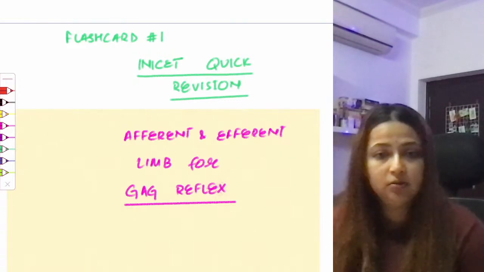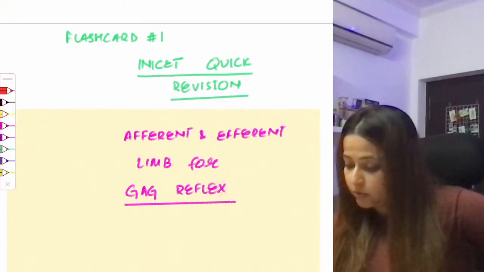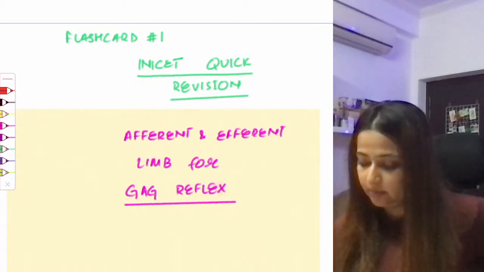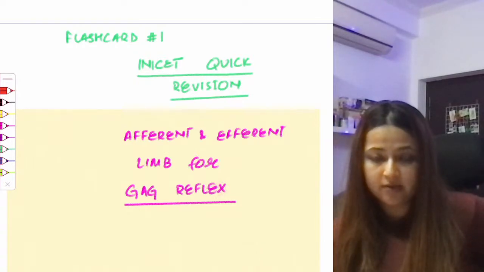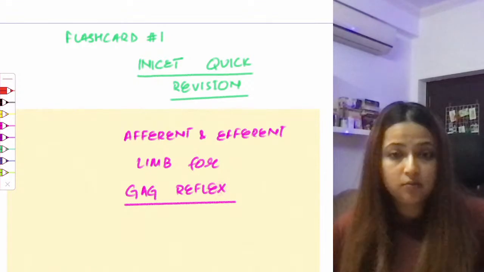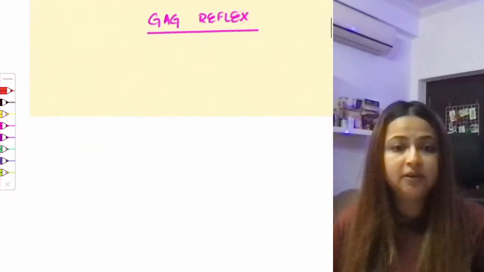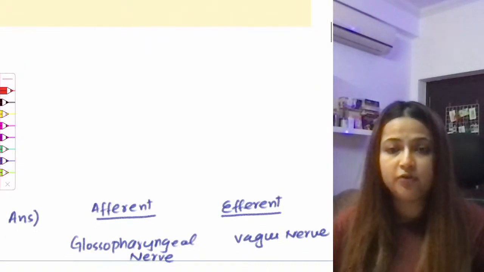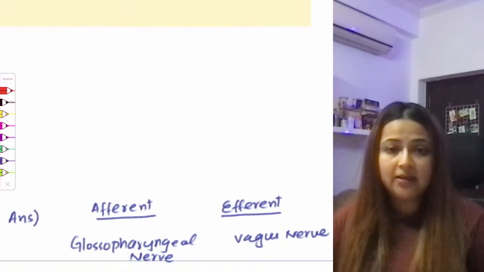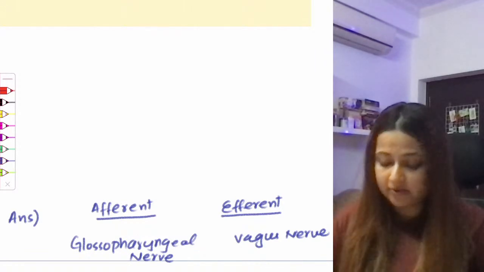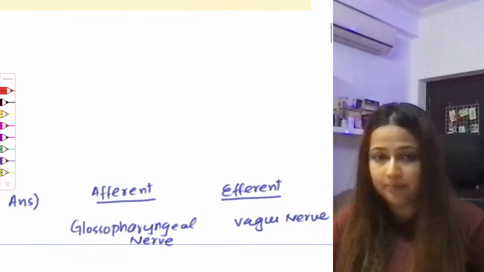Hi Ankit, good evening. So some of you are answering fifth nerve, okay? So you have to tell both the components, the afferent as well as the efferent component. So guys, when you talk about the gag reflex, the afferent component that you have to keep in mind is the glossopharyngeal nerve, okay? And the efferent limb that you have to remember is the vagus nerve, that is the 10th cranial nerve. This is really important.